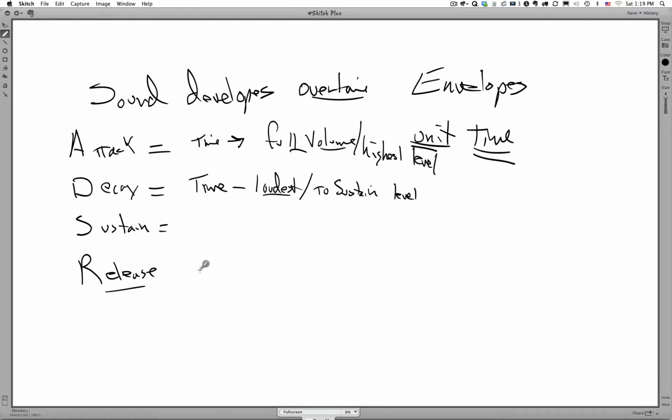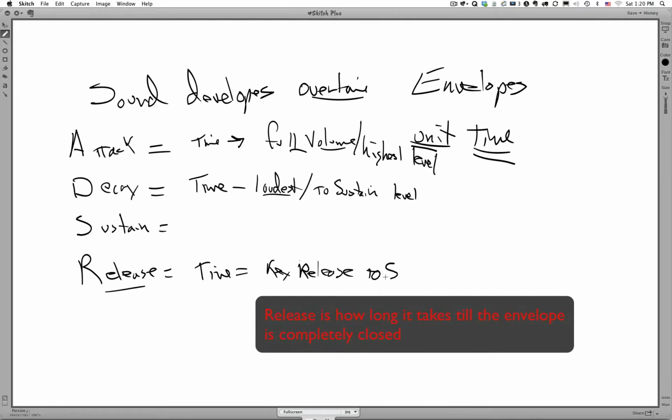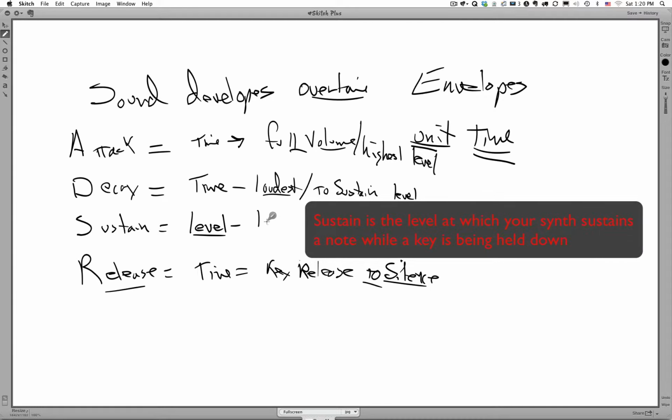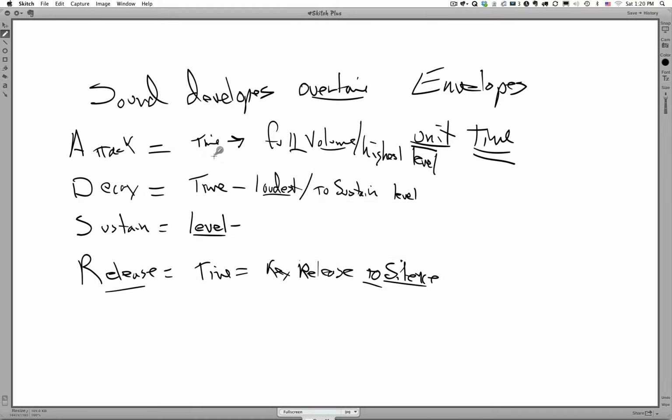Sustain is a little different. We'll come right back to that one. Release, again, is how much time it takes from when the key is released, so from key release to silence. You can see all these are based on time. The only one that is not is the sustain. Sustain is based on loudness or level. So when we talk about sustain, we aren't talking about a measurement of time. We're talking about a volume level.